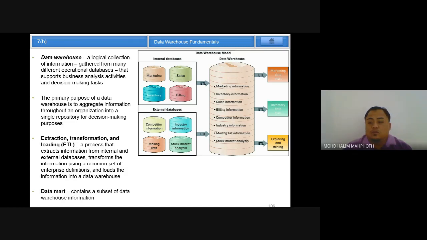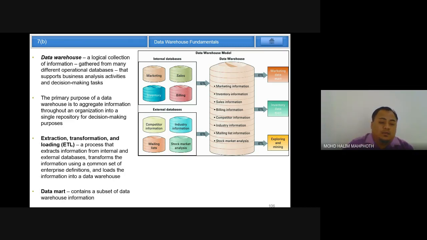And as you can see right here, this is some of the process we can do under this data warehouse. We can extract, transform, and load data. It is a process that extracts information from internal and external databases, transforms the information using a common set of enterprise definitions, and loads the information into a data warehouse. So this enterprise definition is how you pull the marketing data and inventory data, and how you explore and cross the data, to make a good decision for your business.